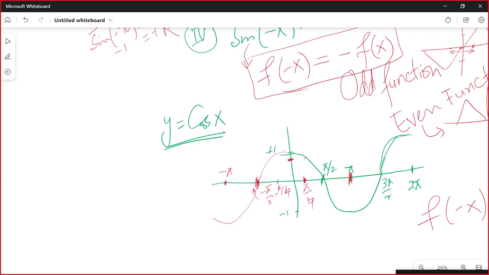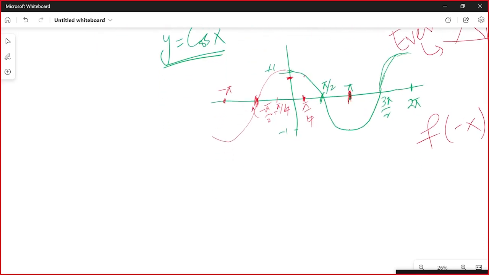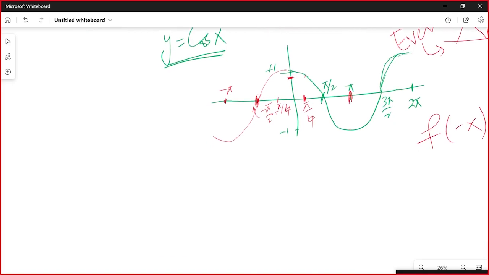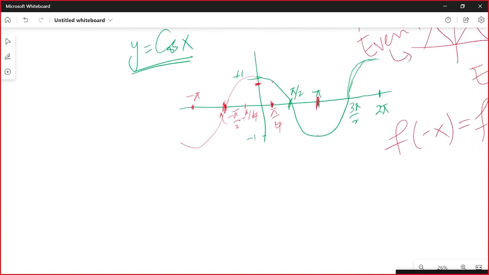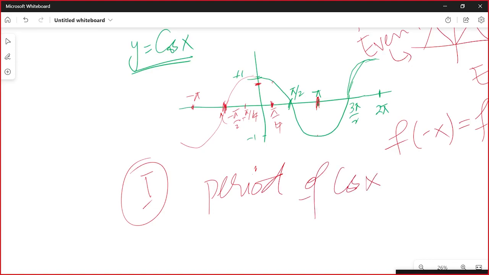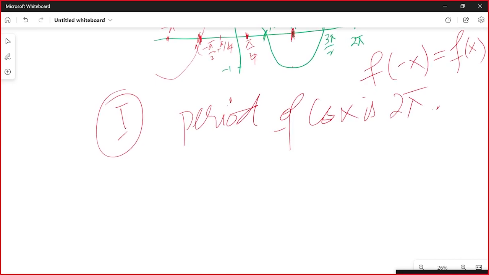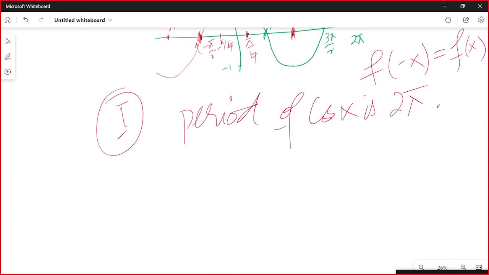So okay. One thing we have found is that it is an even function. What is the period of cos x? Period means after which it repeats, or the cycle. The period of cos x is 2 pi, the same as sine x. It means it repeats itself in 360 degrees or 2 pi radians.